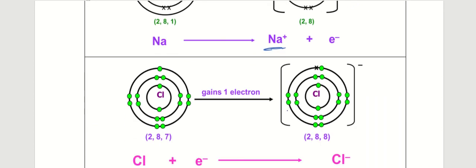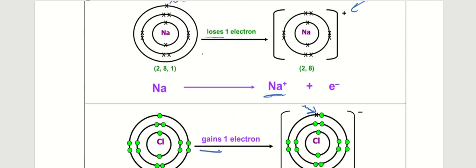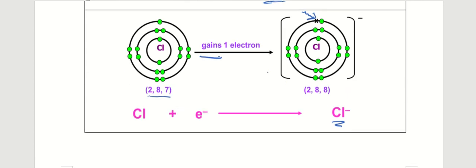Now let's take a look at the chlorine atom. Chlorine has a configuration of 2, 8, 7. Now it only needs one more electron to acquire a noble gas structure. So when chlorine gains an electron, it becomes a chloride ion with one negative charge. So when something gains an electron, it becomes negative. So important things to remember: when something loses an electron, it becomes positive. When something gains an electron, it becomes negative.